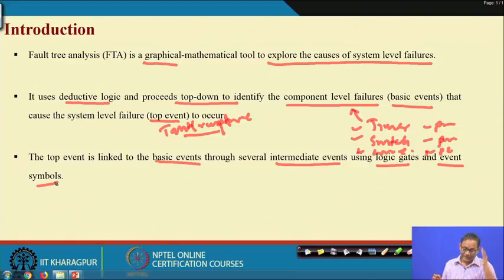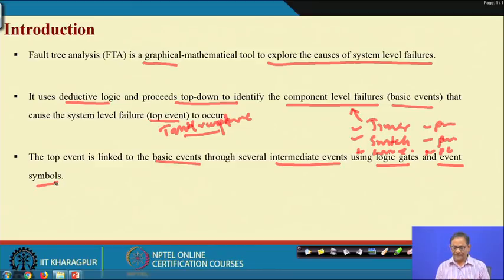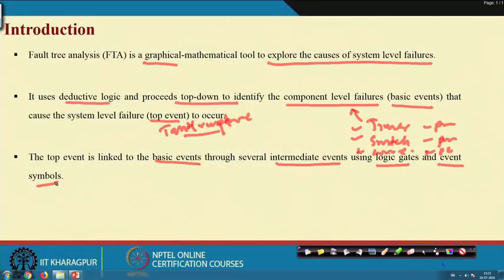So to summarize, what have you learned here? Fault tree analysis is a graphical and mathematical tool. Why graphical? It uses several symbols. Why mathematical? The event symbols are linked with gate symbols, and gate symbols have a specific mathematical structure, particularly related to Boolean algebra, which helps you quantify the probability of the top event failure given the bottom level failures. The top event is the system level failure, whereas the bottom event is the component level failure. When you ask why the top event has occurred, you dig down asking why to the bottom level, or the component level.